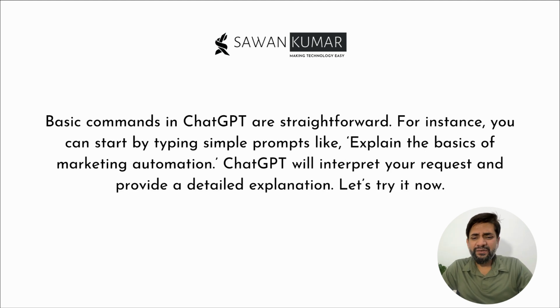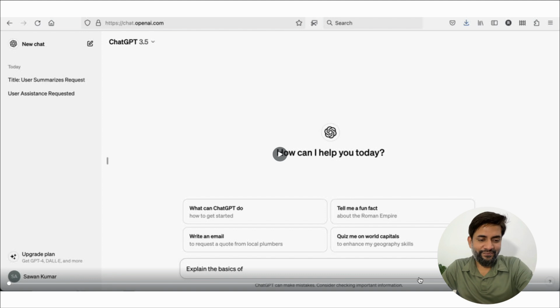Basic commands in ChatGPT are straightforward. For instance, you can start by typing simple prompts like, explain the basics of marketing automation. ChatGPT will interpret your request and provide a detailed explanation. Let's try it now. Explain the basics of marketing automation.